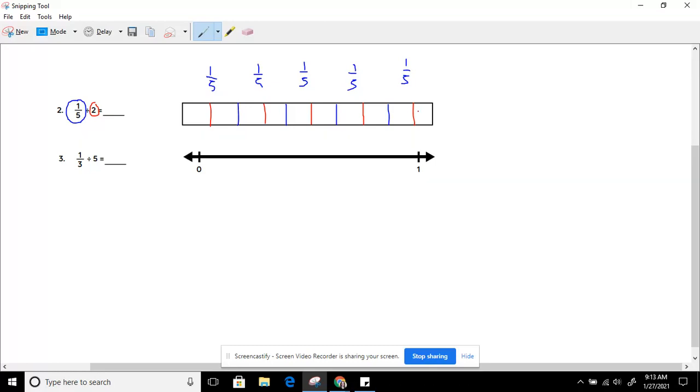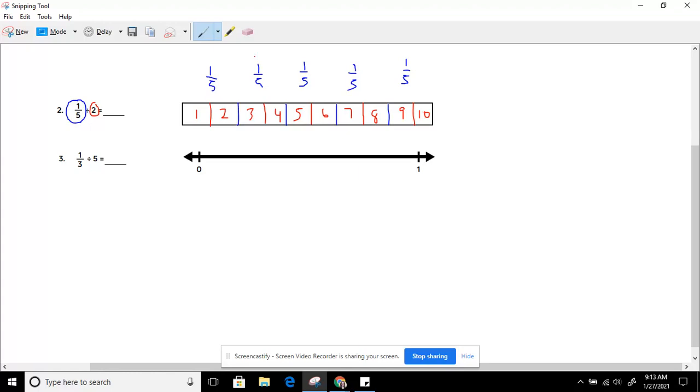Now let's look at how many we have total. We've got 1, 2, 3, 4, 5, 6, 7, 8, 9, 10. We have 10 total pieces now. When we took each of our fifths and divided them in half, we now have tenths.